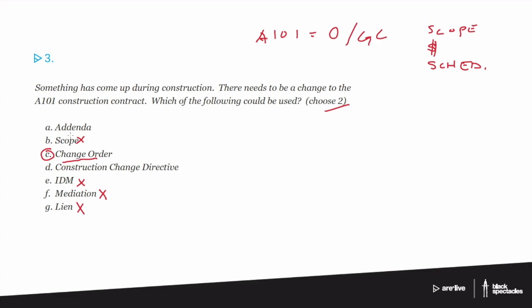So the only 2 possible ones that are left are addenda and construction change directive. Addenda seems like a really good possible answer, except addenda is when you change the drawings, you change the contract documents, but it's before there's a construction contract. So we don't have an A101 if we're in the moment of writing an addenda.